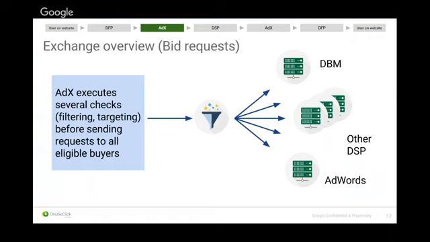So once all these pre-filterings are checked, AdX will call all the relevant bidders. DBM is one of them, all the other DSPs, as well as AdWords. And this call will create a list of possible winners for that specific ad request.